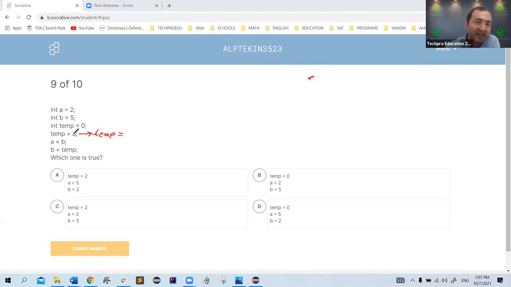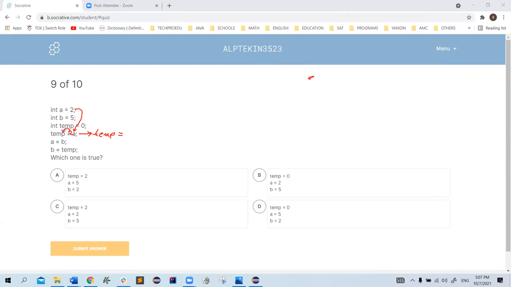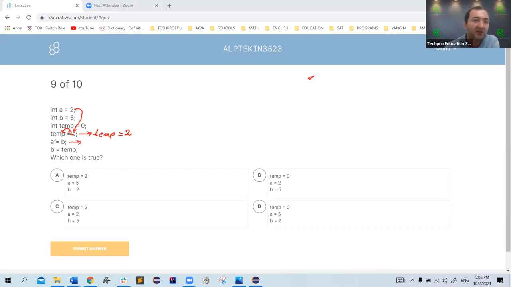Look, it is equal to A. So we find what is the value of A. A is 2. You see, A is 2. So temp will get 2. New value of temp will be 2. Second line. Now we are defining a new value for A. A is B. What is the value of B? The value of B is 5. So we assign this value to A. So the new value of A will be 5.